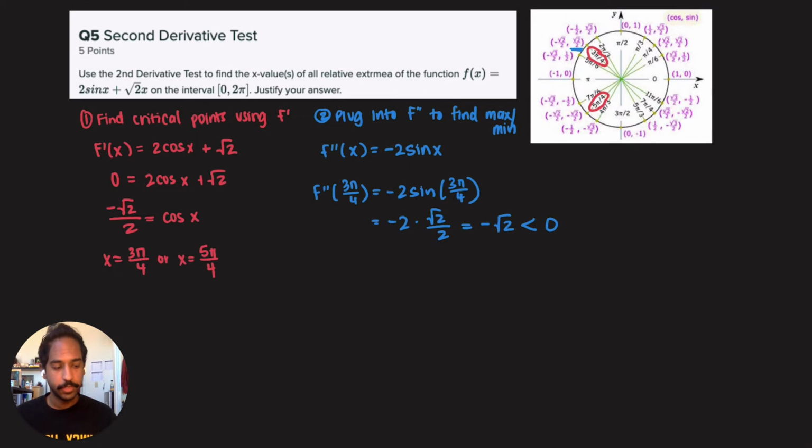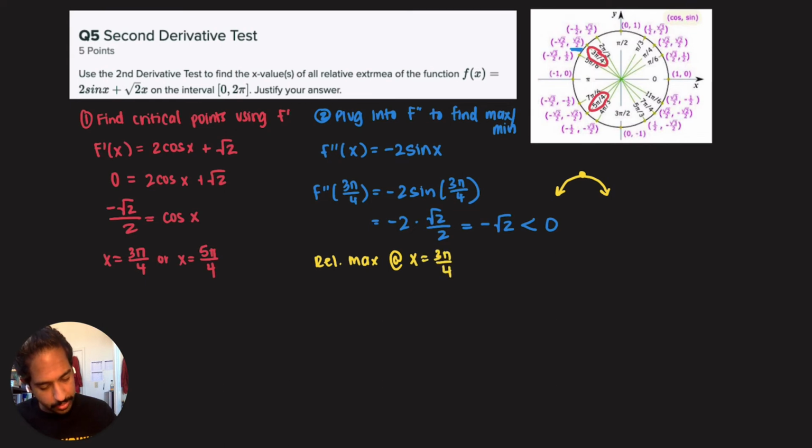What does that tell us? This tells us that we have, and I'll write this in a different color just because it's our answer. When we have less than 0 for the second derivative, it means we have something that's concave down, like that. And so that means we have a maximum. So we can say we have a relative maximum at x equals 3 pi over 4. Because, two reasons. Because f prime of 3 pi over 4 is 0, and that we showed here. And f double prime of 3 pi over 4 is less than 0.